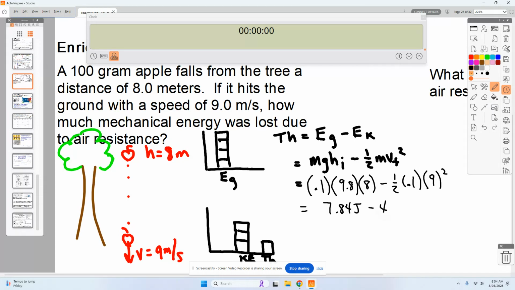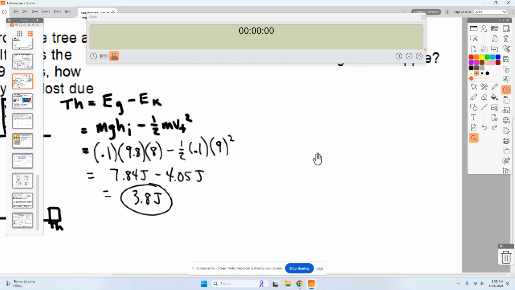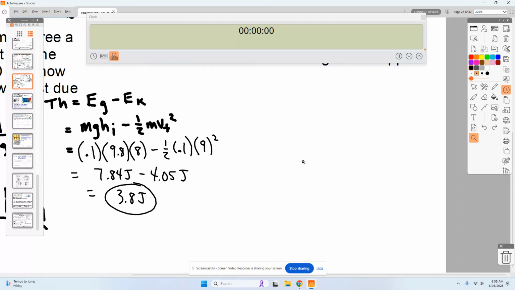That's 4.05 joules. The difference between those represents the energy loss. And so that's about 3.8 joules of thermal energy that's been created in that process. Now, if I'm interested in knowing the average force of air drag, again, these are enrichment questions. You would not be expected to answer these kinds of questions on a test.